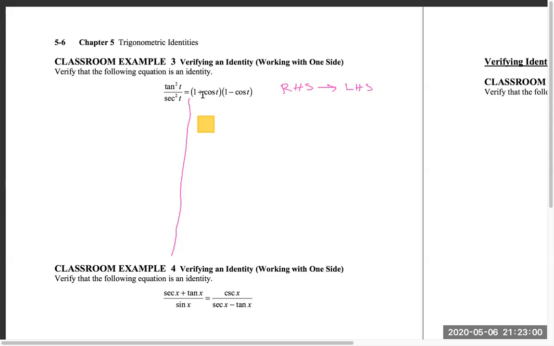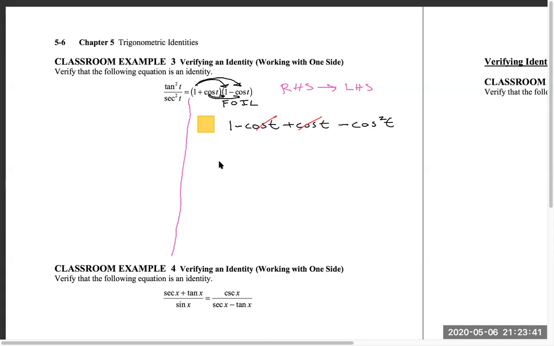The reason I'm doing it that way, again, I don't want to change tangent t and secant t into reciprocal functions and quotients and all this, that, and the other. Instead, go this easier route of distributing first. So we're going to FOIL on this side. First, outer, inner, last. So 1 times 1 is 1. We have minus cosine t next, plus cosine t, and finally minus cosine squared t. So middle terms cancel out.